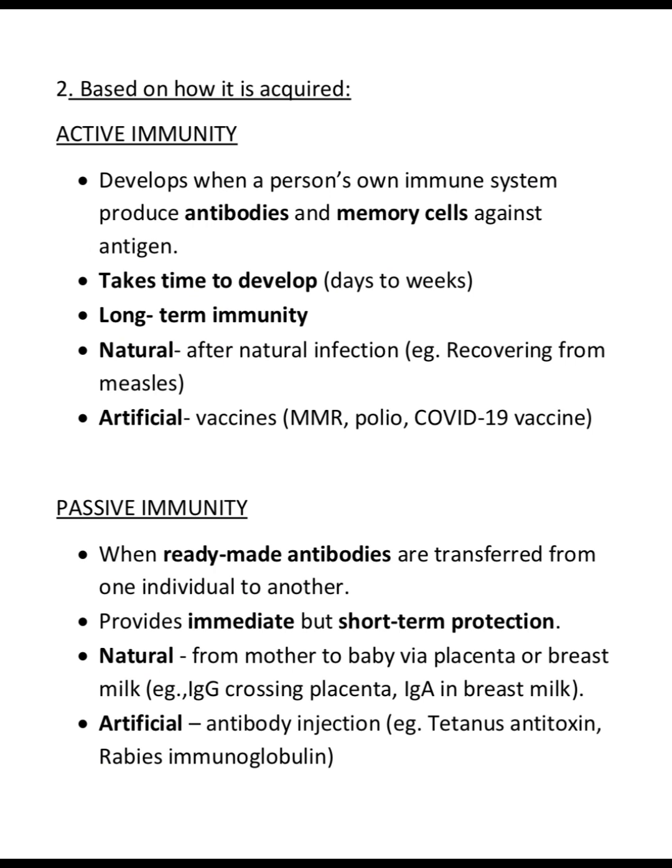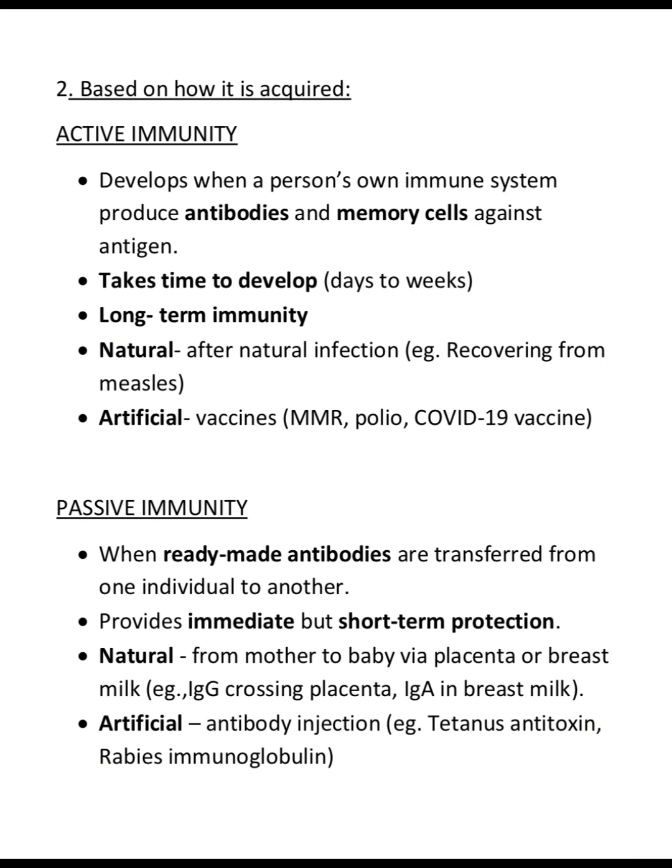Passive immunity. Passive immunity occurs when ready-made antibodies are transferred from one individual to another. It provides immediate but short-term protection. There is natural passive immunity and artificial passive immunity. Natural passive immunity occurs when antibodies are transferred from mother to baby via placenta or breast milk. For example, IgG antibody crossing placenta or IgA antibody in breast milk.